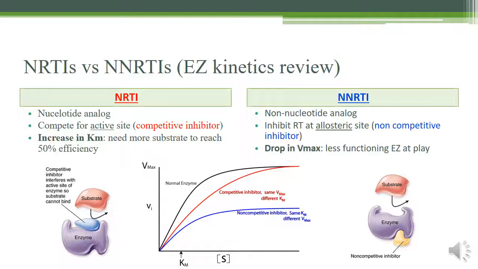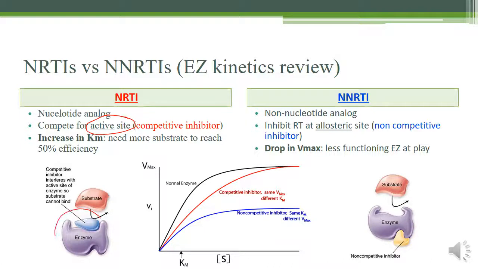All right, let's talk about NRTIs and NNRTIs. There's a lot of differences between them, and this is a good chance for us to review a little basic pharmacology. Nucleotide analogs, like NRTIs, are going to be competitive inhibitors. They compete for the active site. It's important for you to know that. And by competitive inhibitors, they work by increasing the Km. Increasing the Km means reducing the affinity of the enzyme. Reducing the affinity means that occasionally the enzyme is not going to bind onto the substrate, but it's going to bind onto these drugs. So when it's not binding onto the substrate, you're losing the affinity.